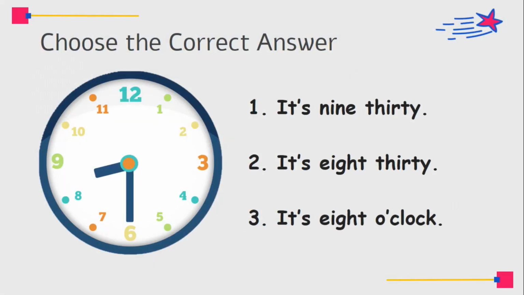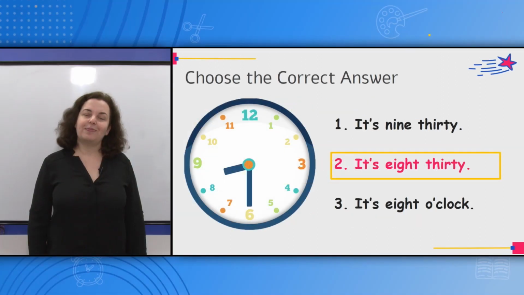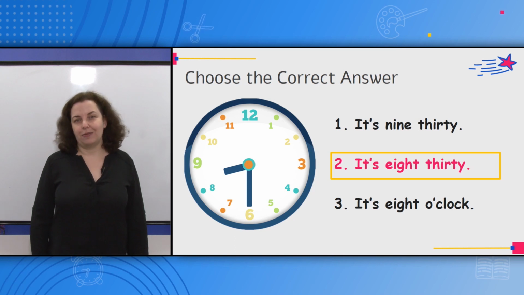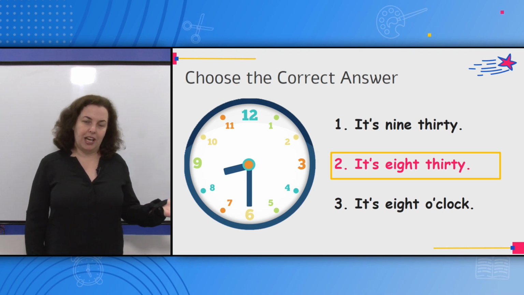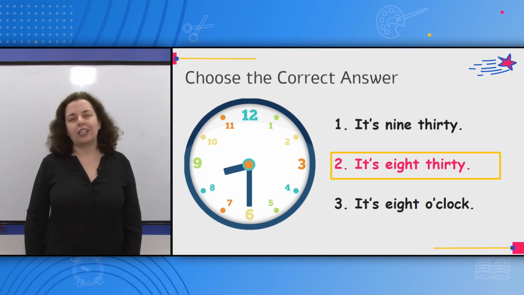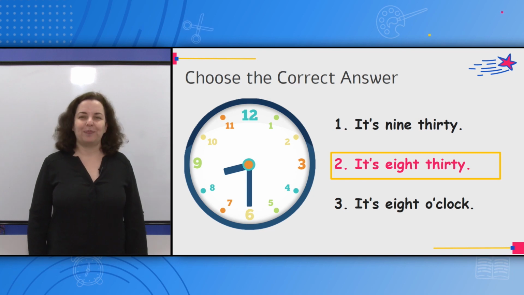What time is it here? Number 1, it's 9:30. Number 2, it's 8:30. Or it's 8 o'clock. What do you think? Very good. It's 8:30. What do you do at 8:30? At 8:30 in the morning, I go walking in the park. At 8:30 p.m. at night, I usually start reading my book.